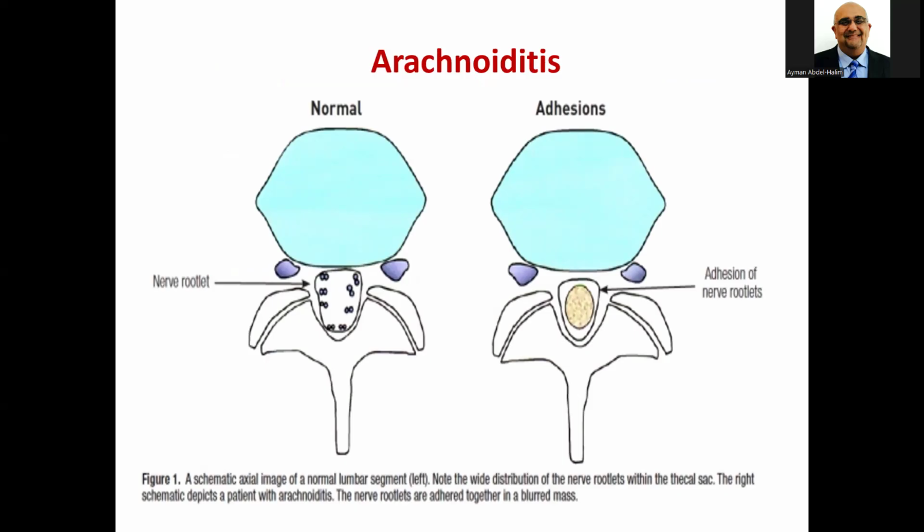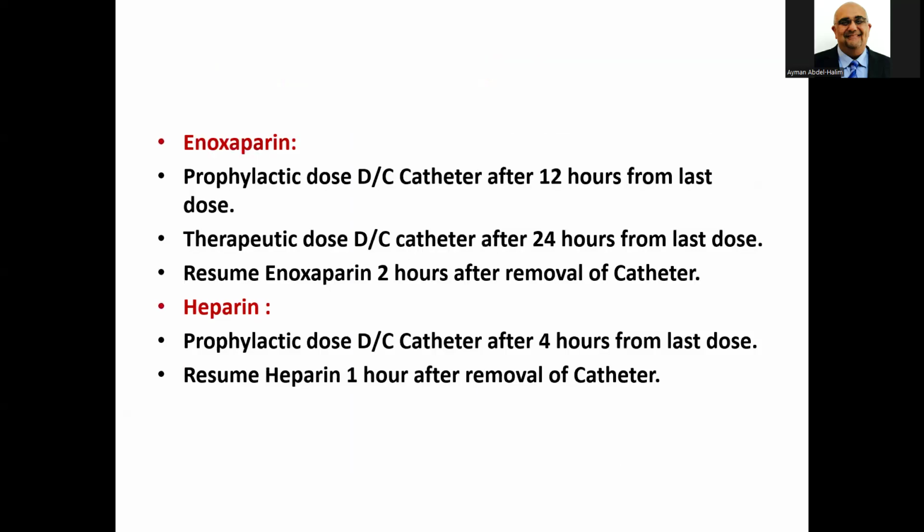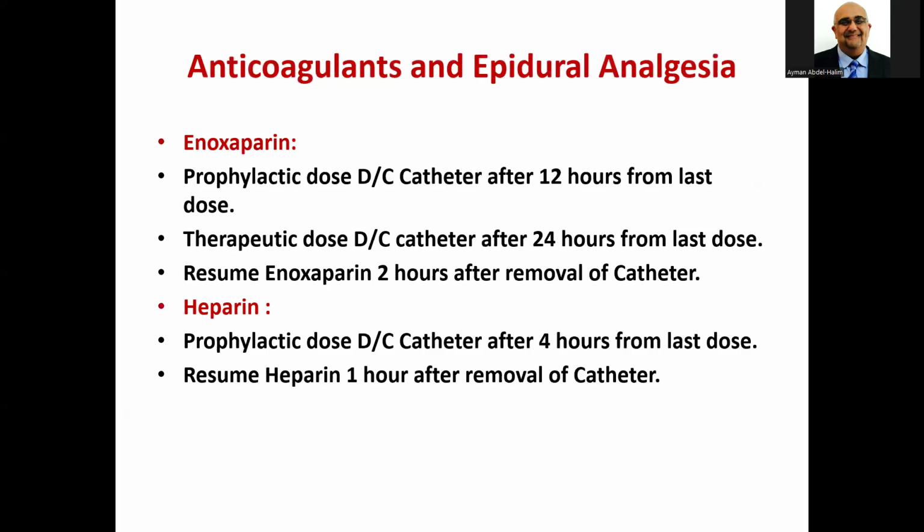Arachnoiditis, again, this is a complication from the wrong contaminant injected in the epidural space. Epidural hematoma. And that's why we have certain regulations as far as using anticoagulants and epidural analgesia. For example, for patients taking enoxaparin, we have to discontinue the catheter 12 hours after the last dose. If the patient is taking a therapeutic dose, we have to discontinue the catheter 24 hours after the last dose. Resume enoxaparin 2 hours after removal of the catheter.